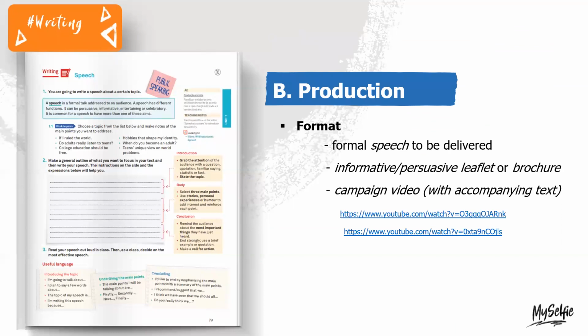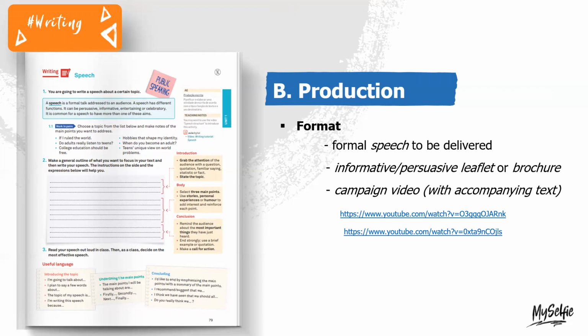Let's take the example of the speech. One of the possibilities of doing it in a different format, and I did it not long ago, is to ask for an informative or persuasive leaflet or a brochure, for example. A student, a pair, or a group chooses a topic to write a speech about. Imagine this. We can then choose another student, pair, or group of lower proficiency to do parallel work.